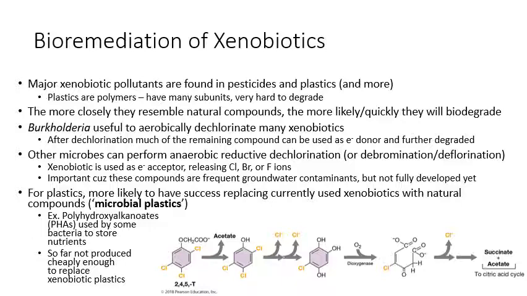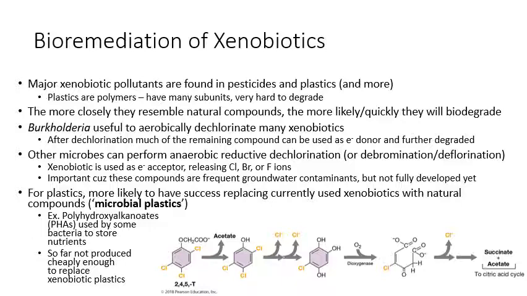So probably what will be successful to help our plastic pollution problem would be developing microbial plastics. A microbial plastic is a plastic that is made not out of a xenobiotic, but out of a natural compound that is produced by a microbe. So we actually have some plastics like this already. The most common one and most successful one would be the PHA-based plastics. PHA stands for polyhydroxyalkanoate.